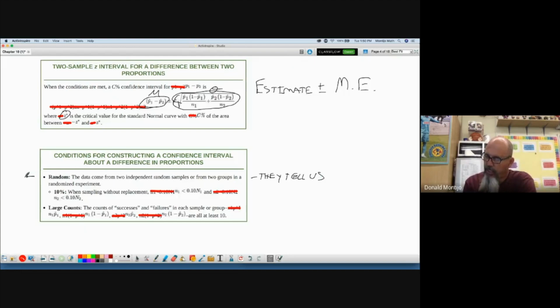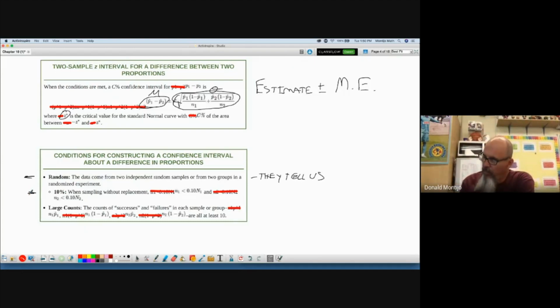The reason that we have this random condition, if the data was not random, then we cannot extend our findings to the entire population of all goldfish, okay, or whatever the problem's about. The 10% sampling without replacement. Okay, what this one's saying is the data independent. Okay, is the population at least 10 times the size of the sample?